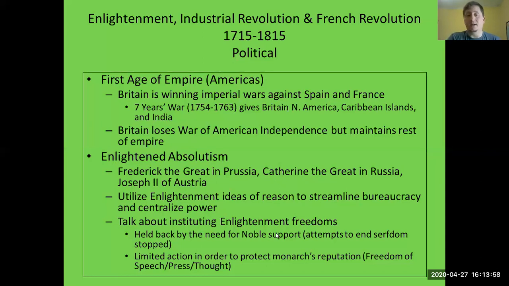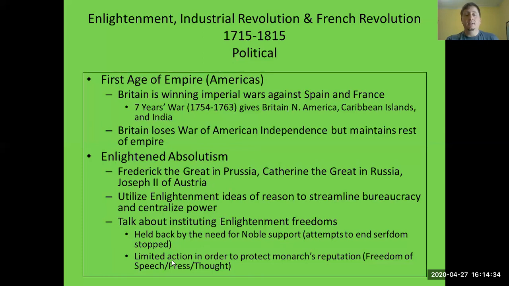They talk a good game about Enlightenment freedoms, but oftentimes there are two things that hold them back. Number one is their own nobility. All three of these Central and Eastern European absolutists are going to talk about freeing the serfs. Joseph II of Austria actually does it, but remember his brother, after Joseph dies, reverses that. Generally, these monarchs can't abolish serfdom because it would undermine their nobility, and their nobles are the base of their own support. And so they can't undermine their nobles.